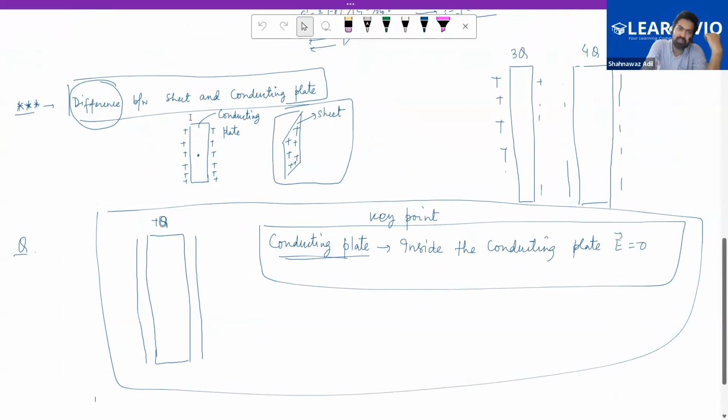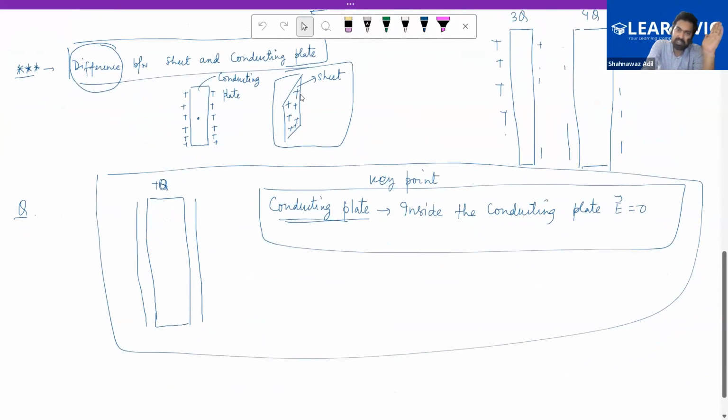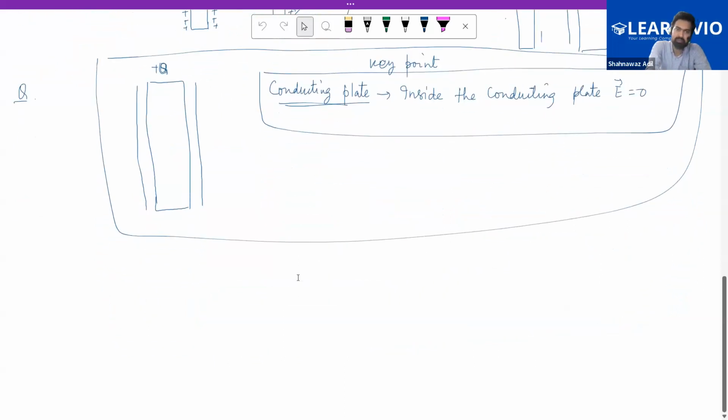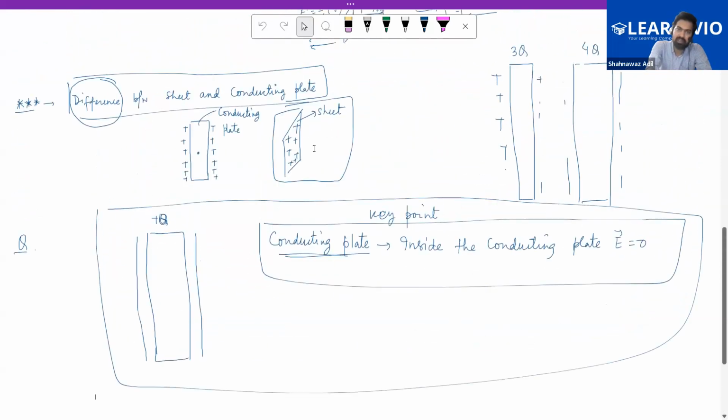Two sides, right? So the sheets have only one side, and this has two sides. So we see that in a sheet, on the right-hand side and left-hand side, the electric field is how much? What is the electric field of the sheet?